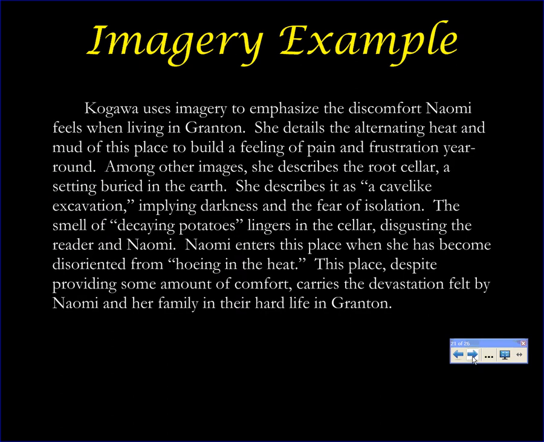And this is what I would write. Kogawa uses imagery to emphasize the discomfort Naomi feels when living in Granton. She details the alternating heat and mud of this place to build a feeling of pain and frustration year-round. Among other images, she describes the root cellar, a setting buried in the earth. She describes it as a cave-like excavation, implying darkness and the fear of isolation. The smell of decaying potatoes lingers in the cellar, disgusting the reader and Naomi. Naomi enters this place when she has become disoriented from hoeing in the heat. This place, despite providing some amount of comfort, carries the devastation felt by Naomi and her family in their hard life in Granton. And that's what I'm looking for on the test.